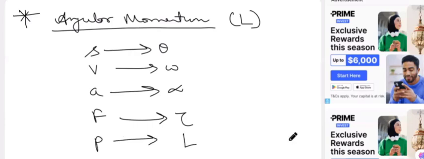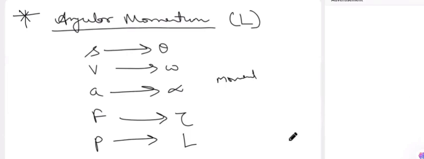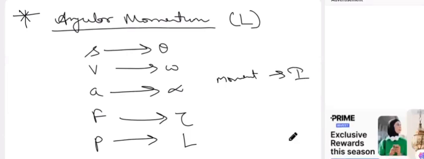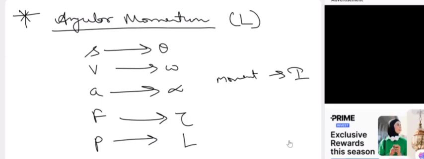Making sense? In linear motion we call it mass, and here we call it moment of inertia. Any doubts?